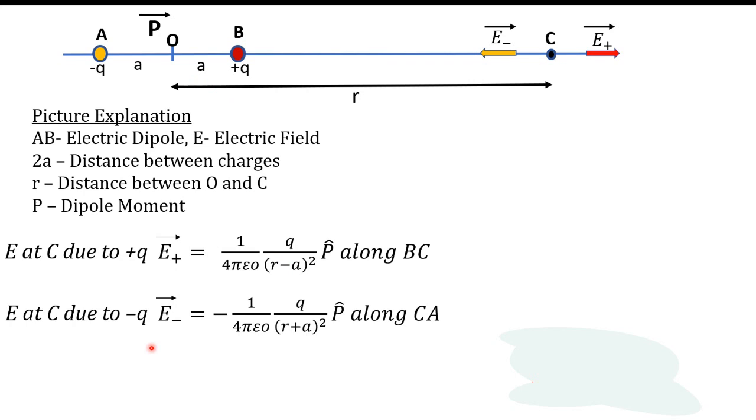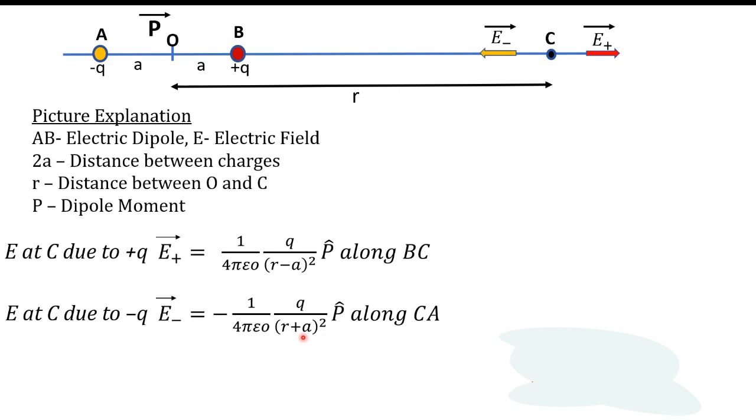What will be E at C due to minus q? That will be E minus, and the value is 1 by 4 pi epsilon 0 q by (r plus a) the whole square. Why do we write (r plus a) the whole square? Because the distance is AC. This is r and this is a. So AC will be OC plus OA, and so it is (r plus a) the whole square.